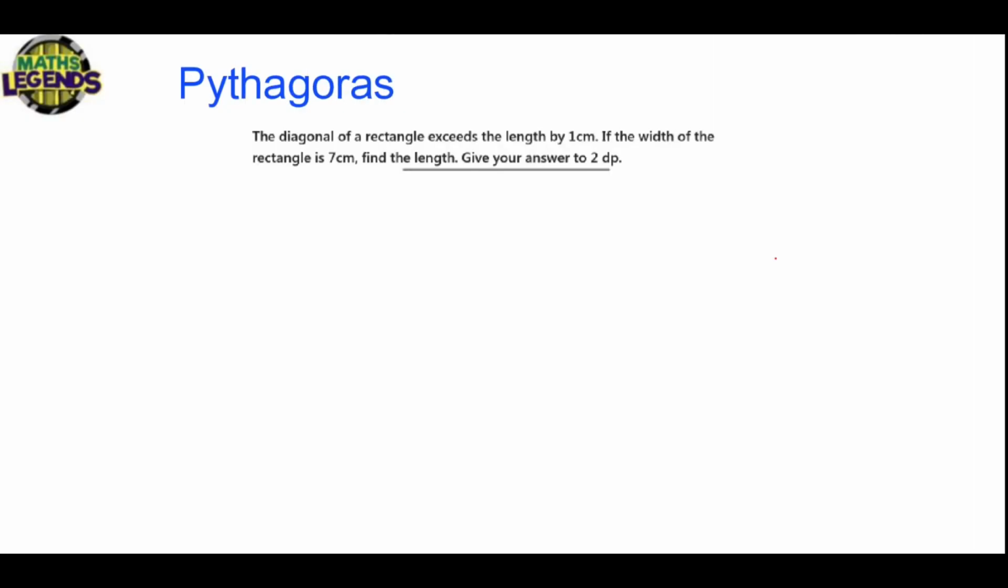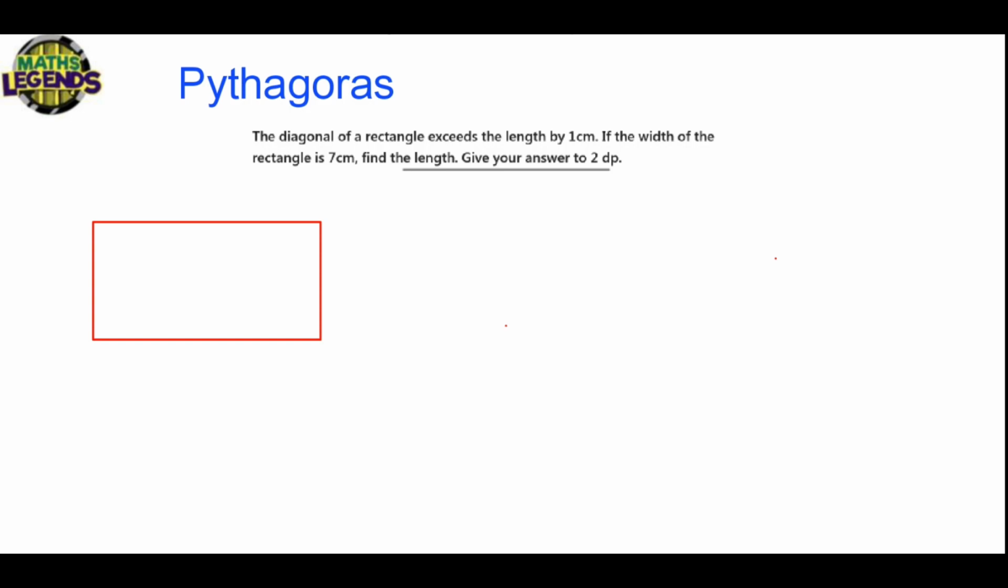So here we have the diagonal of a rectangle exceeds the length by 1 centimeter. If the width of the rectangle is 7 centimeters, find the length. Give your answer to 2 decimal places. So here we're going to start again with a diagram, and we're going to add the information we know.